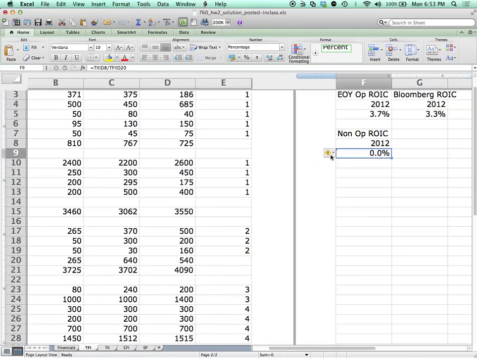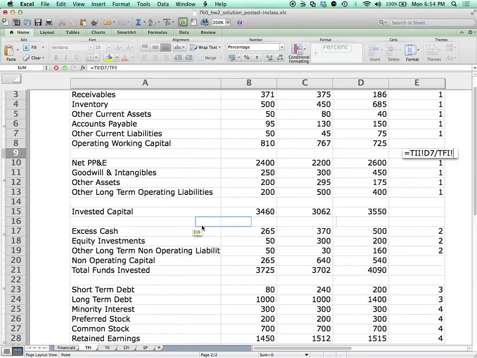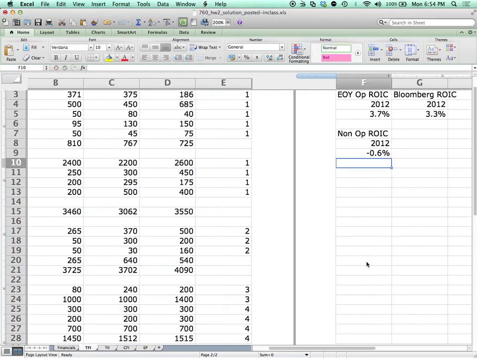Go back to the sheet. Here. Start this again. Equals TII, my non-operating income or loss after tax, divided by my non-operating capital here. There we go. Negative 0.6%.